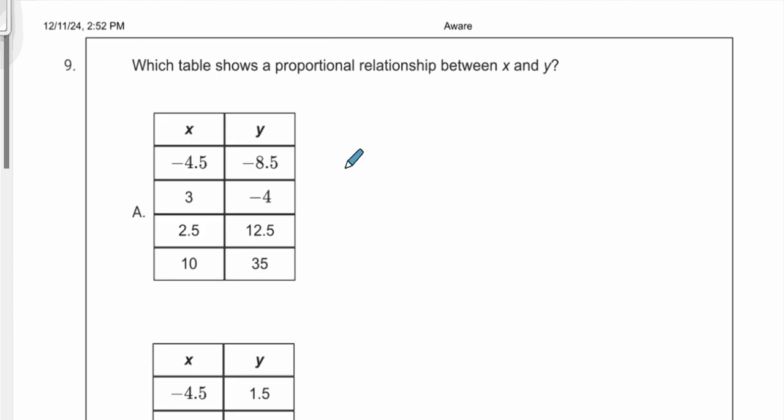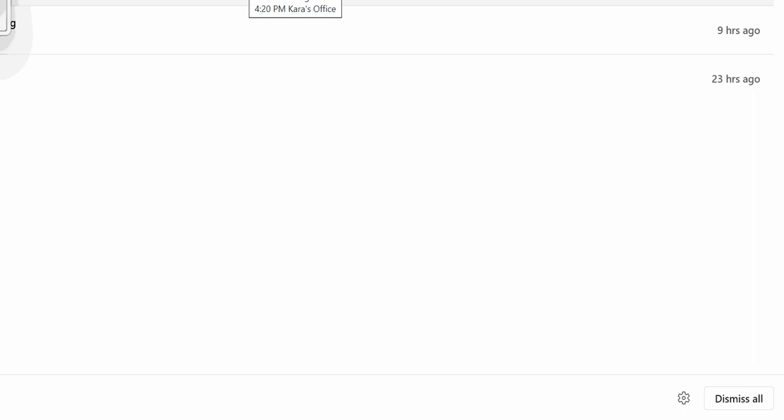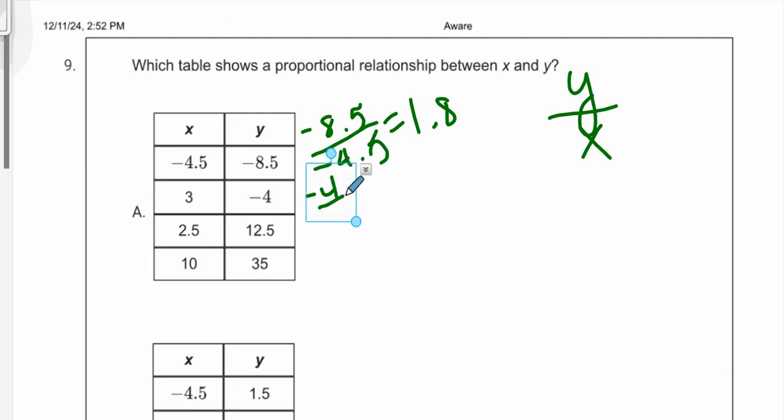Okay, which table shows a proportional relationship between x and y? Remember, I'm looking for y over x, y divided by x. So -8.5 divided by -4.5 equals about 1.8, and -4, oops, sorry, -4 over 3 does not equal 1.8. So that is not proportional.